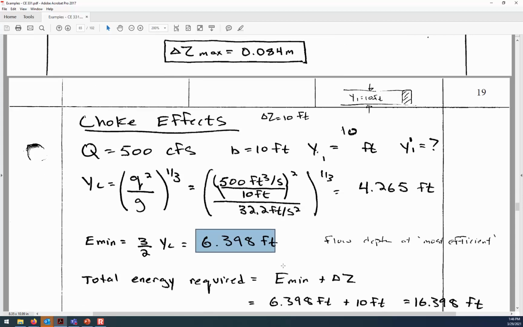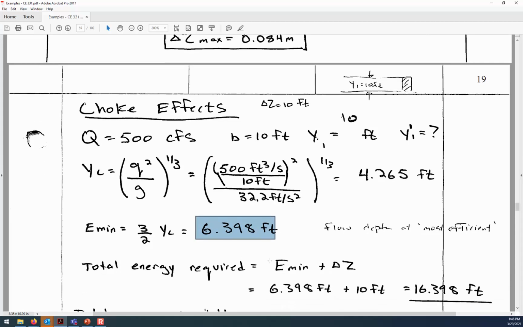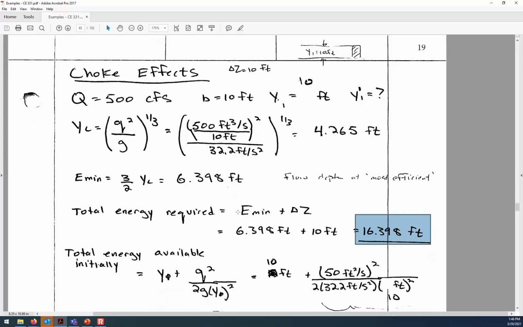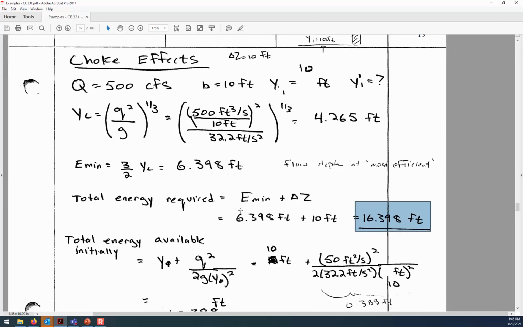And so the required energy in total would be the obstruction and the specific energy. So there has to be 16 feet of energy available at 1 for the water to flow over the obstruction without any pooling. And I think what we're going to find is that there is not that much initial energy available. I apologize that my handwriting is a bit sloppy.